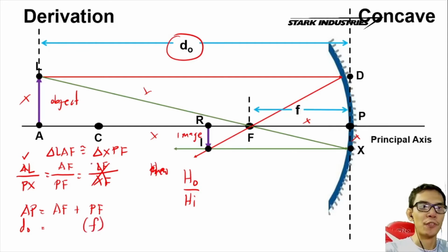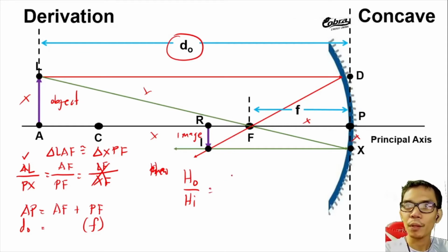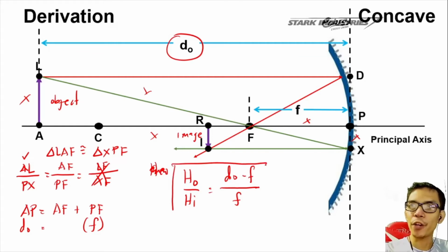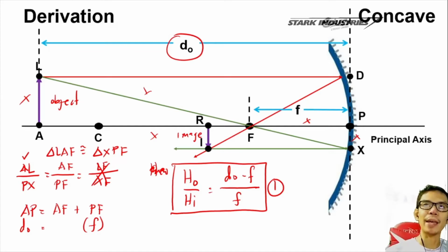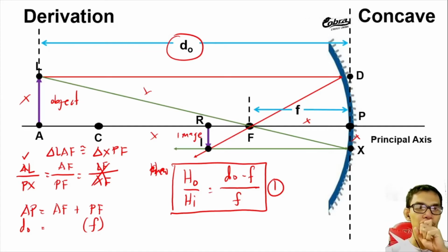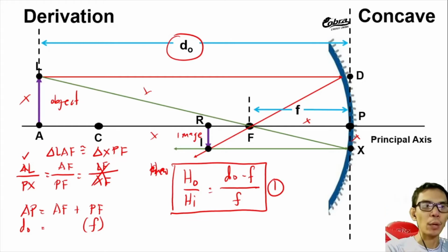What about AF? In order to get AF, we should derive it from this formula. So we can get AF as D sub O minus F over F. So we have now our first equation needed to find the mirror formula, for triangle LAF and triangle XPF. Let's go now to the second equation.